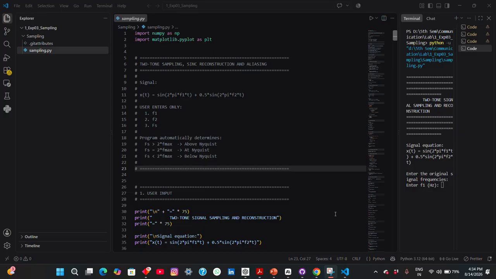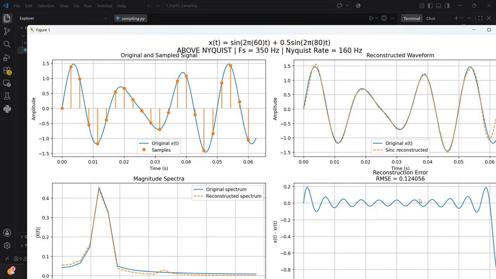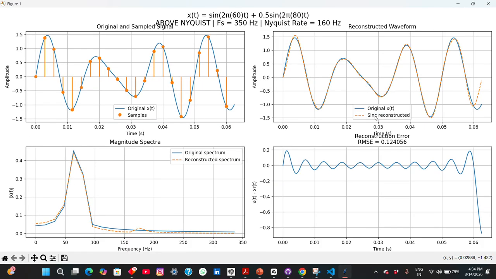So now we are increasing the sampling frequency again to 350 Hz. So you can see this is the original signal. The error is very low. We will get the original signal.